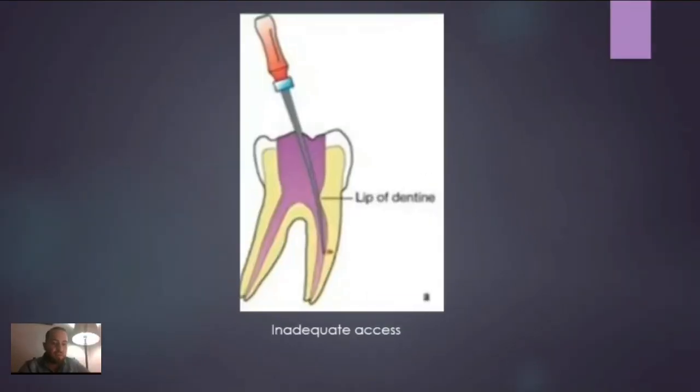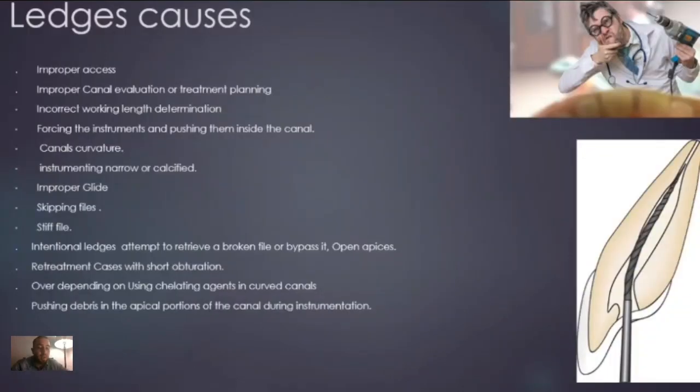We can see in this photo how the file is deflecting from the original path of the canal when we have an inadequate access cavity. In addition, incorrect assessment of root canal direction may lead to ledge formation.